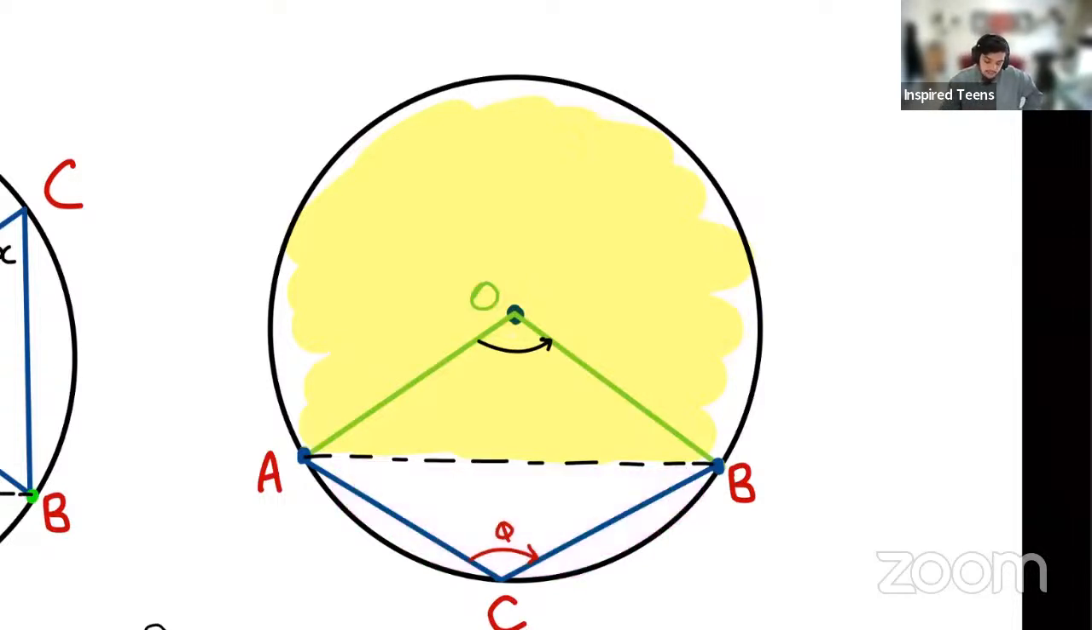In the top segment we have that center angle at O, and in the bottom segment one could argue this is a circumference angle of AB. Theta is actually a circumference angle of AB, and that is correct, 100%. However, it is not in the same segment as the center angle. This center angle is in this segment.